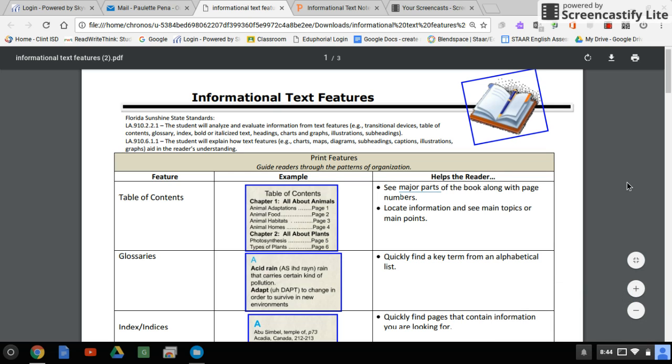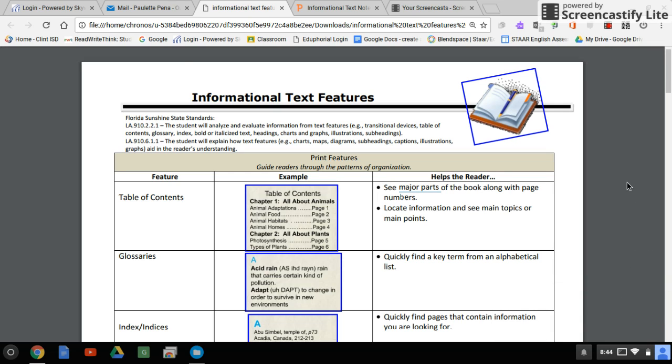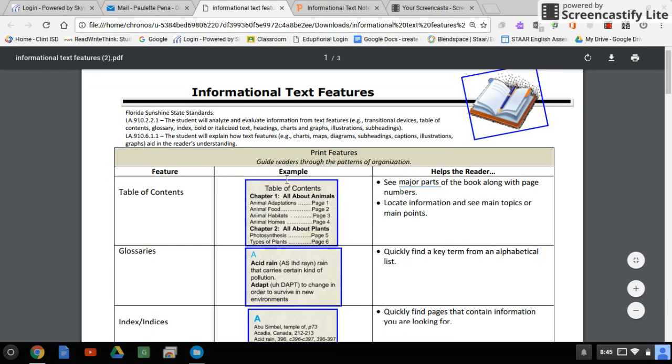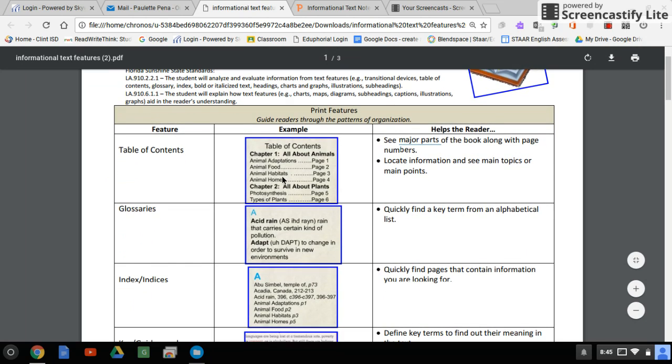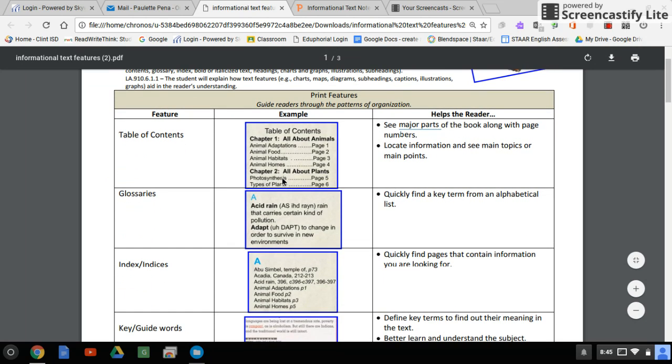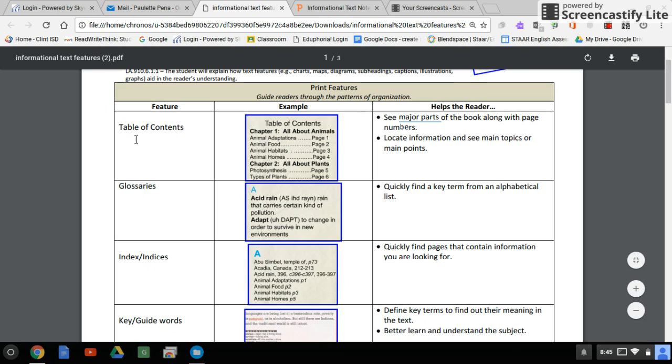Alrighty, guys, so now that we have discussed what an informational text is, we're going to go ahead and talk about informational text features. These are features that you find within informational text, such as a newspaper article, a magazine, or a textbook. This is all of the features that you would find within that informational text. So the first one is table of contents.